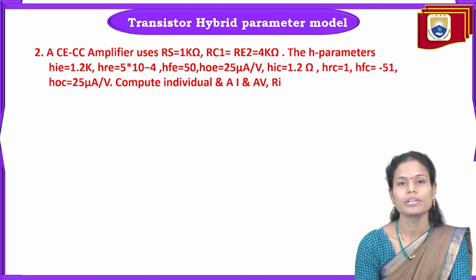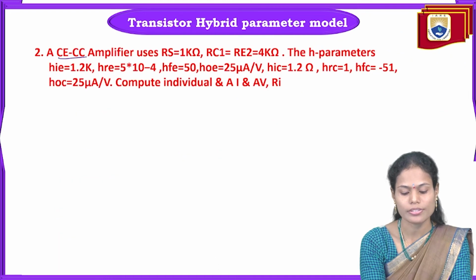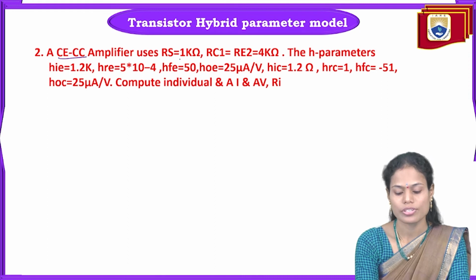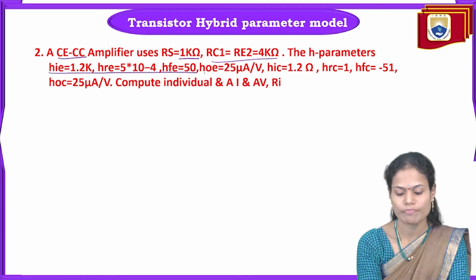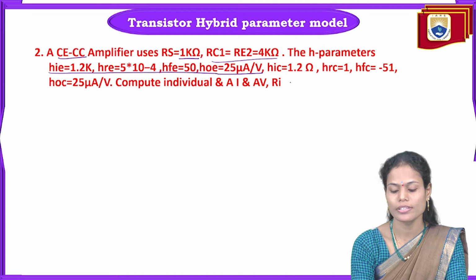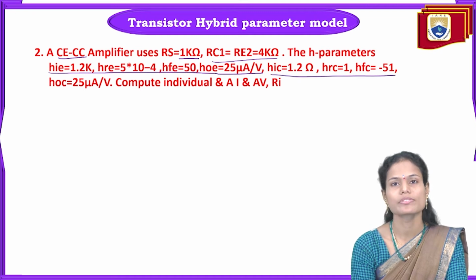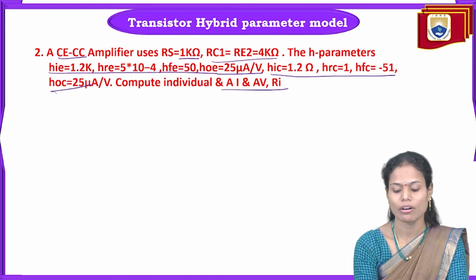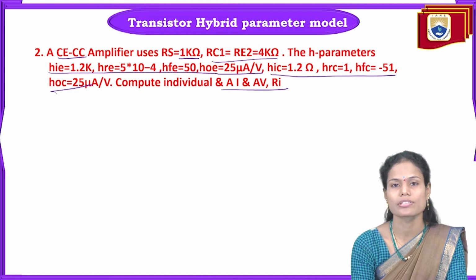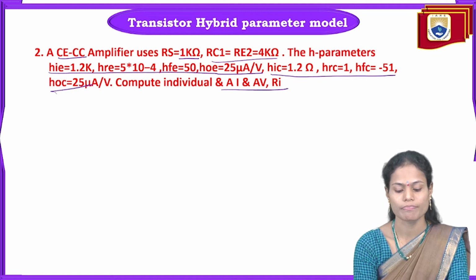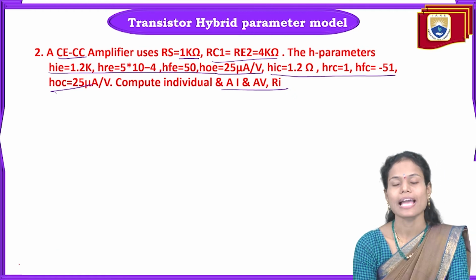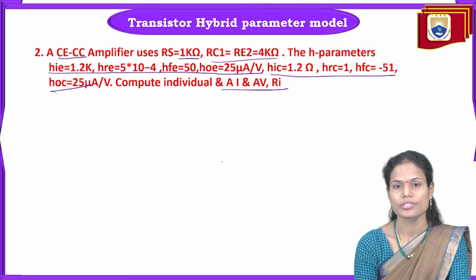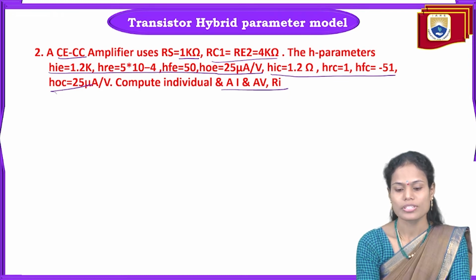And the second problem is a CE/CC amplifier. Again it has a source resistance of 1 kilo ohm and the collector and emitter resistances of 4 kilo ohms. The H parameters of the first stage are these and these are the H parameters of the second stage, and we have to find the current gain, voltage gain as well as input impedance. So here we need to draw the CE/CC amplifier with the given resistance and source resistance values.